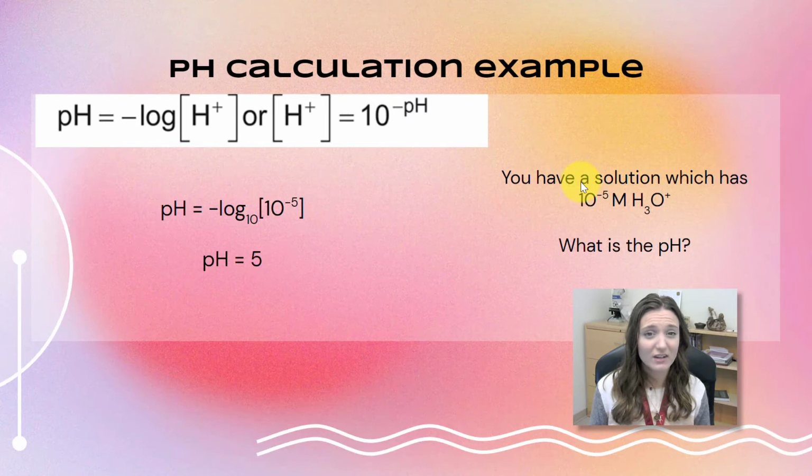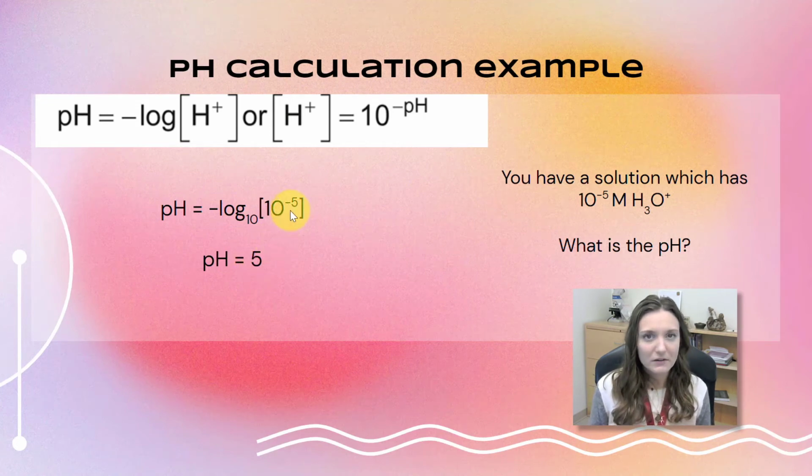Okay, so if we have a solution that has a concentration of 10 to the negative 5 molar of H3O plus, what is the pH? This concentration right here goes into our equation, negative log of H plus. So 10 to the negative 5 molar, remember that's moles per liter. Take the negative log of that. Those negatives cancel out. That log basically takes away that 10, so we have a pH of 5.